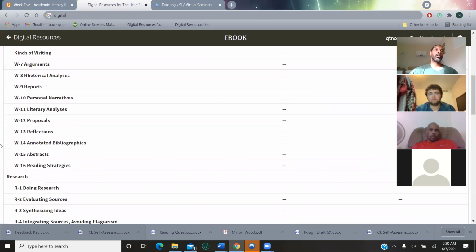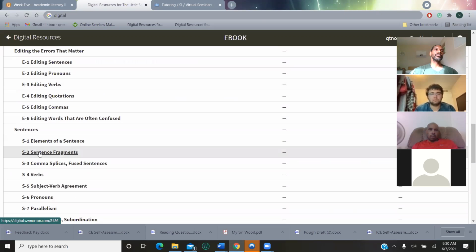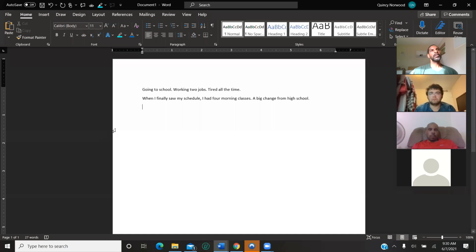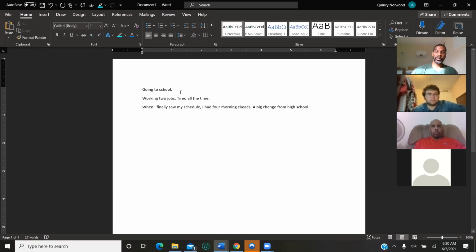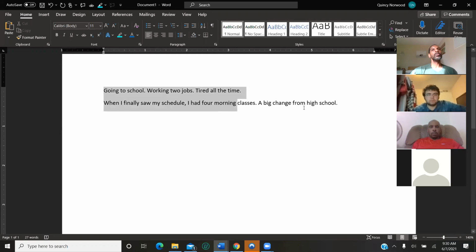Then we want to come all the way down. We want to go to sentence fragments. While you're all navigating to our textbook, let's look at these things. Actually, no, let's bring that back up here. Let me enlarge this a little bit. So what is a sentence fragment, my people?